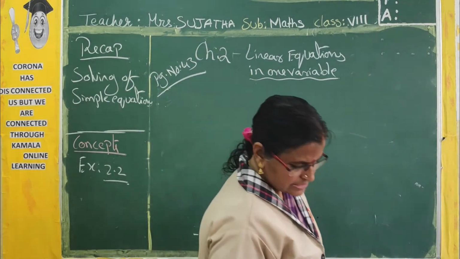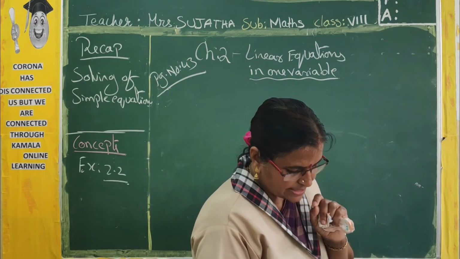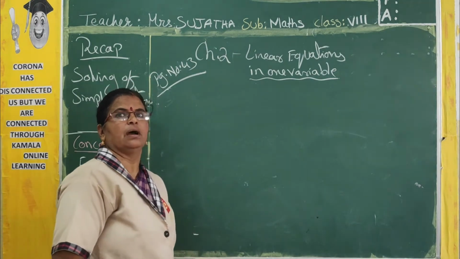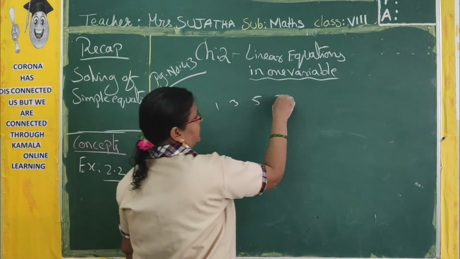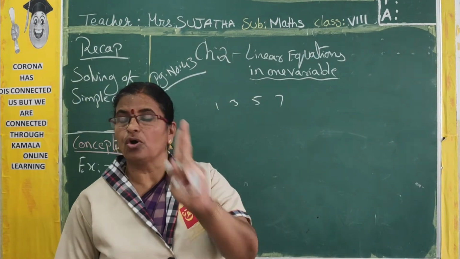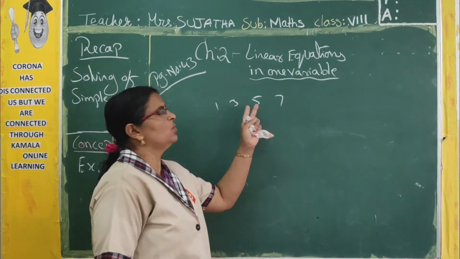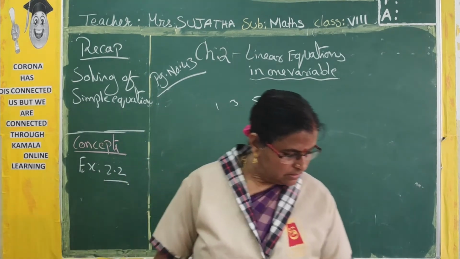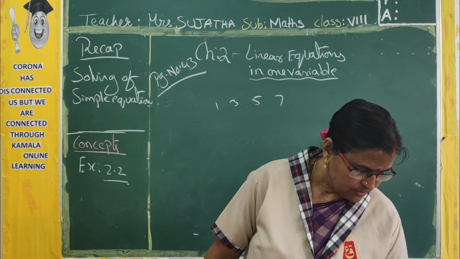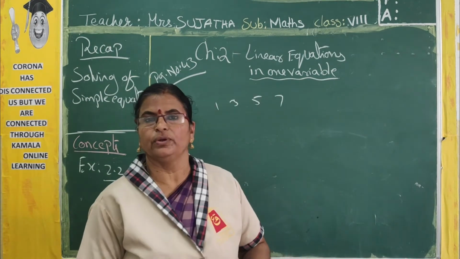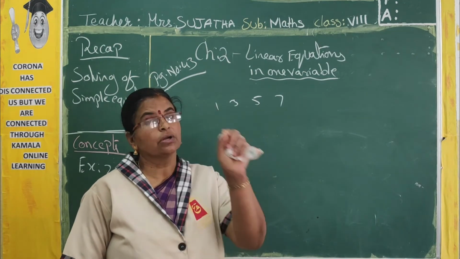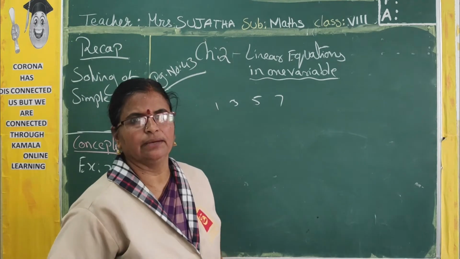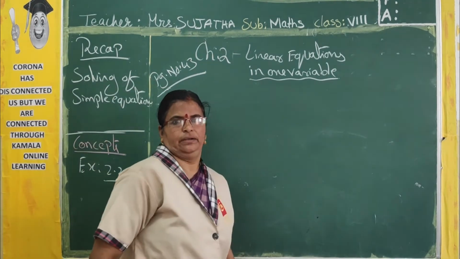But here, what is asked? Sum of two consecutive odd numbers. So odd numbers: 1, 3, 5, 7. Any two odd numbers that are side by side, their sum is 56. Find the numbers. If you take two consecutive odd numbers and add them, it should be equal to 56. So what are the numbers? That we have to find.